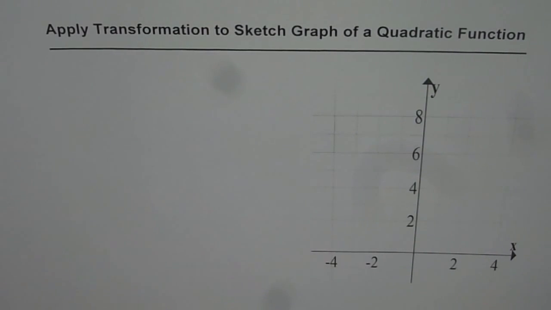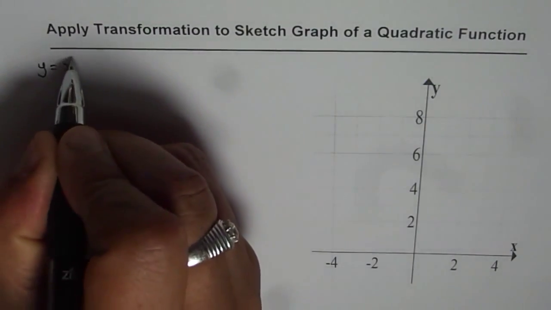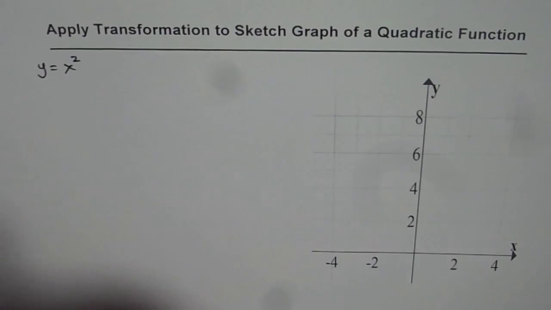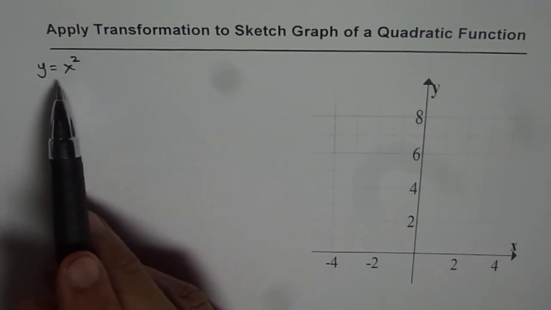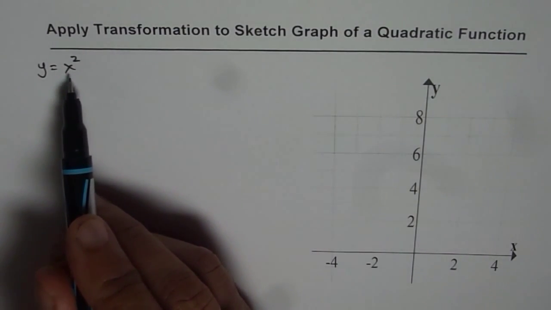I'm Anil Kumar, and in this video we will see how to apply transformation to sketch the graph of a quadratic function. We'll start with the parent quadratic function, which is y equals x squared. Now to sketch this graph, as you know, you can make a table of values and sketch it, or our method: y equals x squared has a vertex at (0, 0).